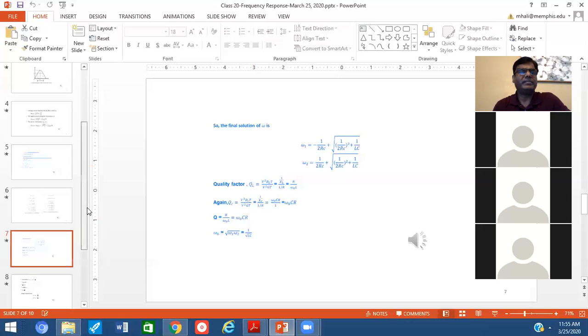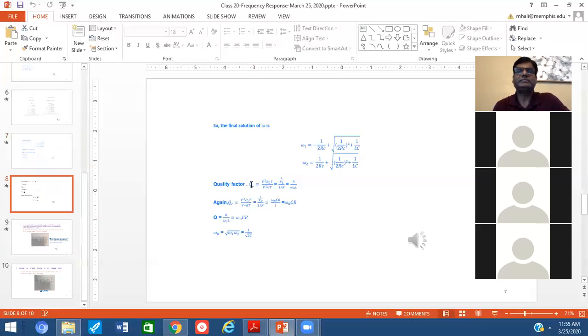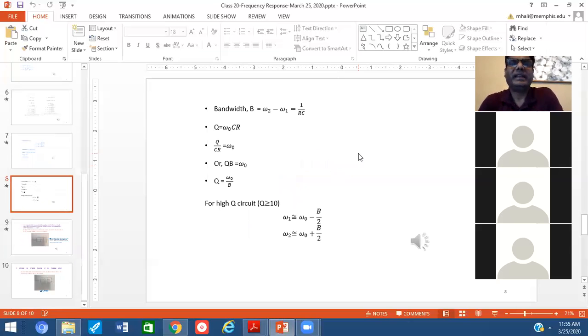Okay, so moving forward, here the bandwidth. Bandwidth B equals omega 2 minus omega 1. This means in the previous slides, we noticed those two long expressions for omega 1 and omega 2. If you subtract omega 1 from omega 2, that would give you 1 over RC. So in the case of the parallel resonance circuit, you will be using this equation to find out bandwidth B.